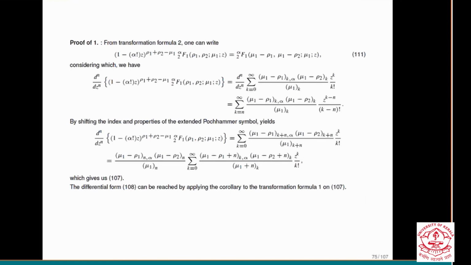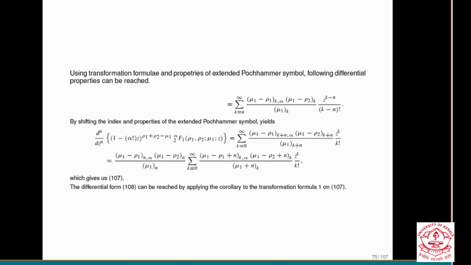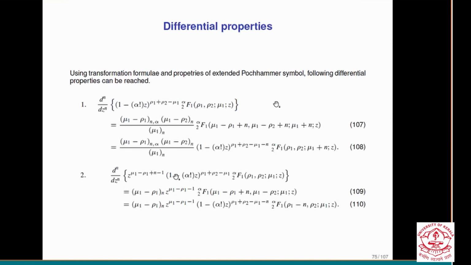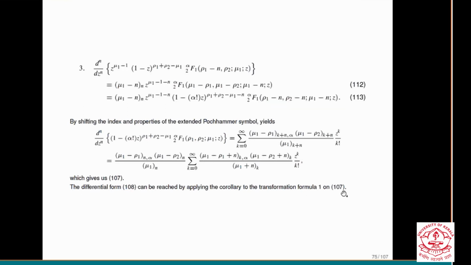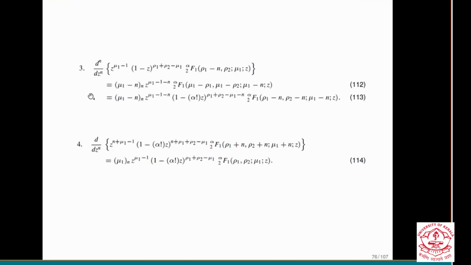This is 111, which gives 107. So this is your 107. A different form of 107 is obtained by applying the corollary of the transformation. By applying the corollary to the transformation formula, this is 107. And this is the third one. The third result is in the form of 112 and 113, and the next one is your 114.